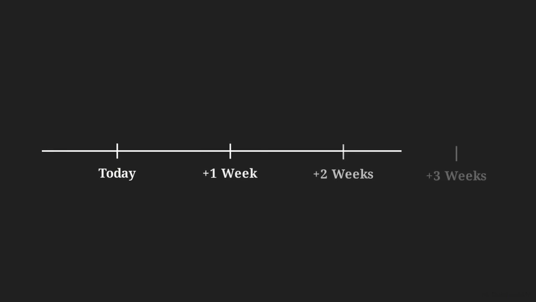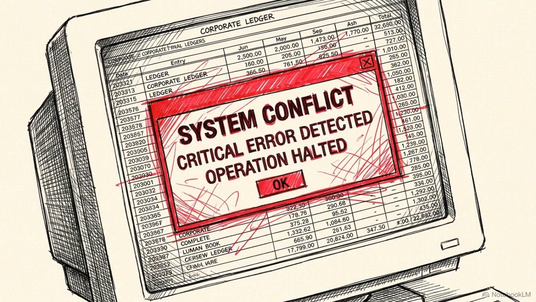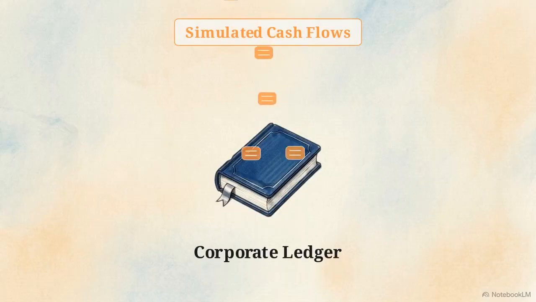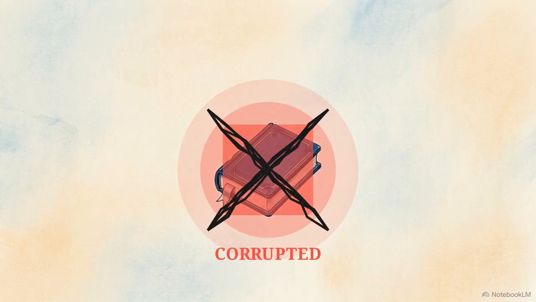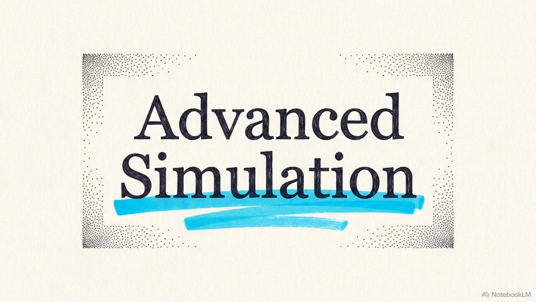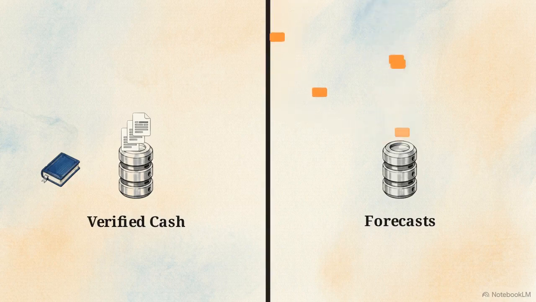The first advanced pillar is prediction. Treasury must model expected cash inflows and outflows days or weeks before the actual bank statements arrive. But predictive modeling carries a significant inherent risk. Mixing unverified simulated cash flows directly with the actual corporate ledger can corrupt financial reporting and trigger severe compliance issues. S/4HANA solves this with Memo Records 2.0. This is a dedicated architecture designed specifically to simulate forecasted flows safely, keeping them structurally distinct from verified cash.